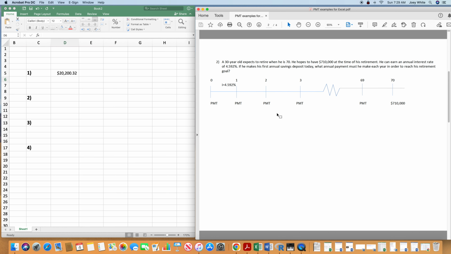All right, a 30-year-old expects to retire when he is 70. He hopes to have $710,000 at the time of his retirement. He can earn an annual interest rate of 4.592%. If he makes his first annual savings deposit today, what annual payment must he make each year to reach his retirement goal? Okay, as we can see here, he's making his first savings deposit today. So that indicates this is an annuity due, and you can see from the timeline, the first payment starts at time 0, not at time 1.